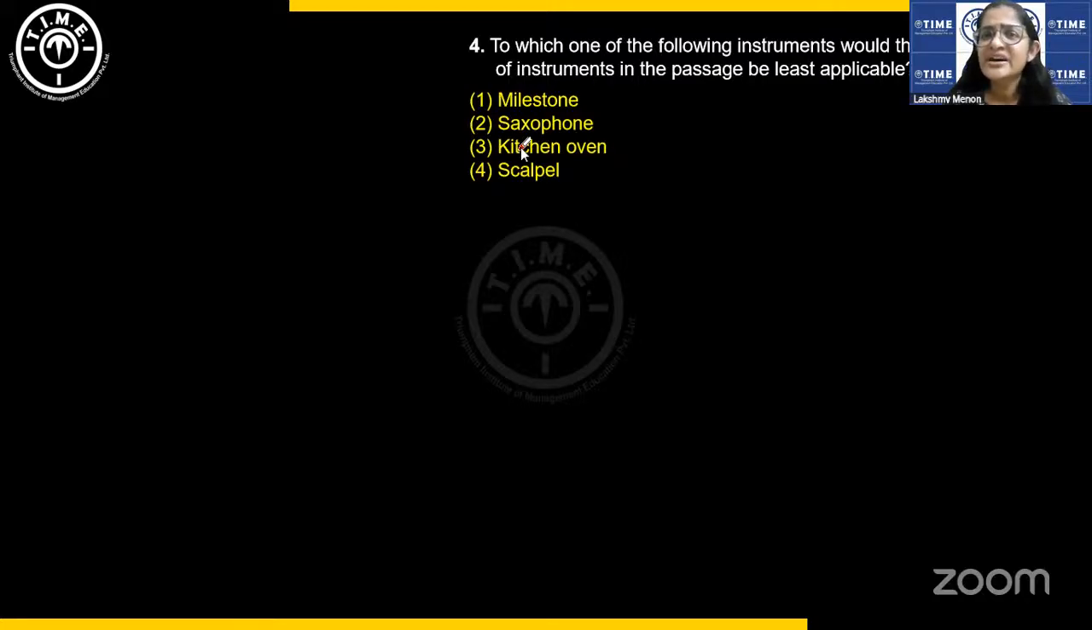and asking which one of these would not align with the classifications of instruments made in the passage. Of course, milestone is not even an instrument, so that is the answer. However, all the instruments here are very, very different. So I wouldn't call this an easy question, unless the reason the quiz master had in mind is that the milestone is not an instrument per se. Okay.